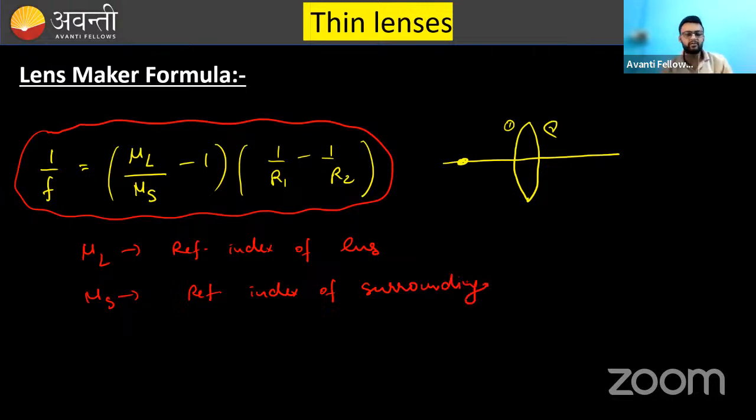R1 and R2 are the radius of curvature. What kind of question generally comes from this? The question that generally comes from this is: a lens is placed in air, has a focal length of 20 centimeter. When it is immersed in a liquid of refractive index 5 by 4 or 5 by 3, what will be its focal length? And the refractive index of the lens will be given. Using this formula, you can solve that. Very simple question.